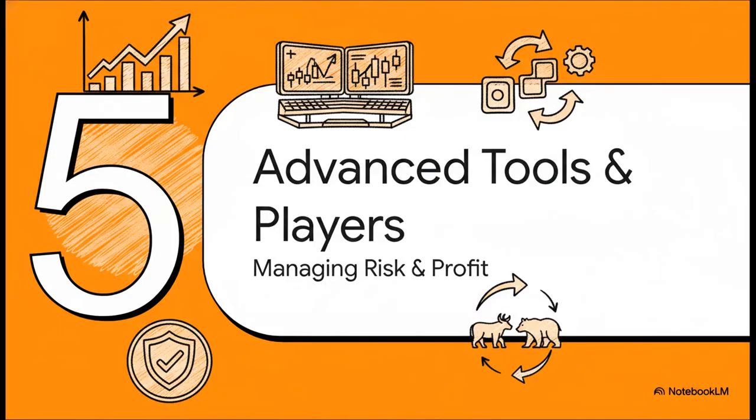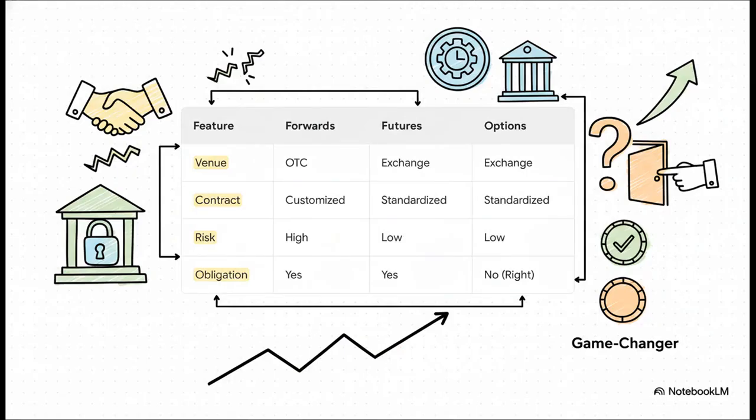Okay, for our final section, let's graduate to the advanced toolkit. These are the instruments that the pros use to manage really complex risks and to place more sophisticated bets on where the market is headed. This table breaks down the key derivatives perfectly. You've got forwards, which are basically private, customized deals. The big problem there? High risk that the other person won't pay up. So futures were invented to solve that. They're standardized and traded on an exchange, which guarantees the trade. But options? Options are the real game changer. They give the buyer the right, but not the obligation, to make the trade. That flexibility is incredibly powerful.